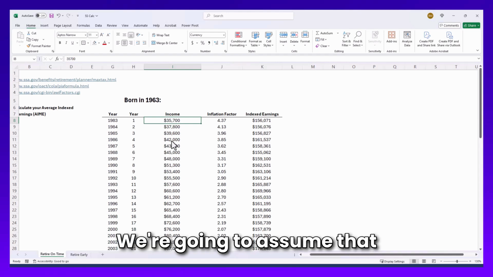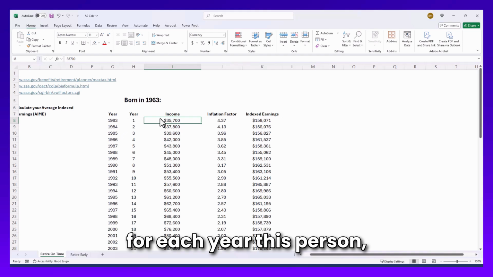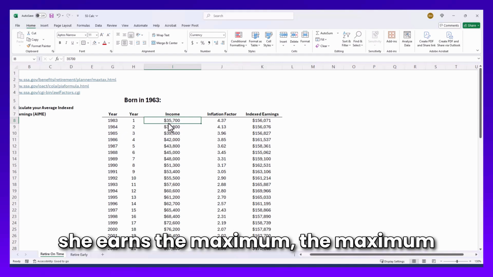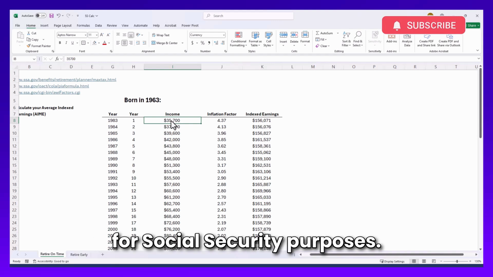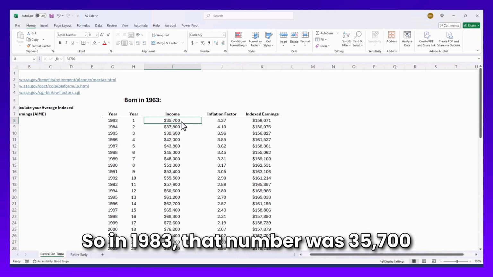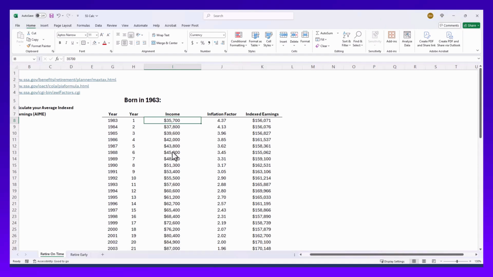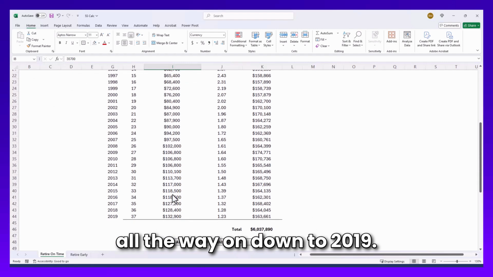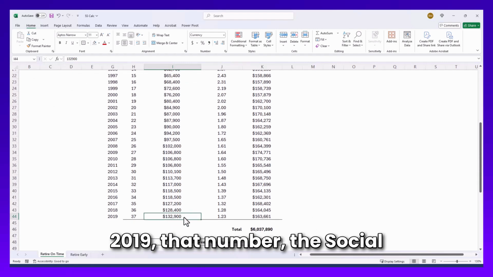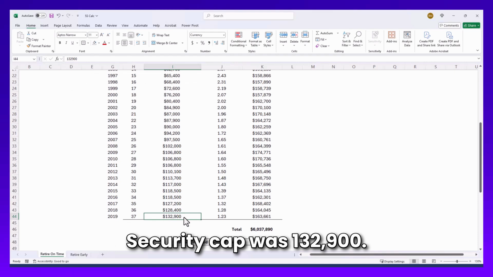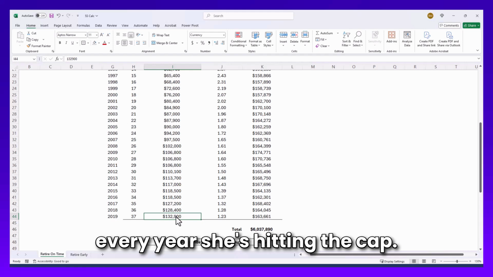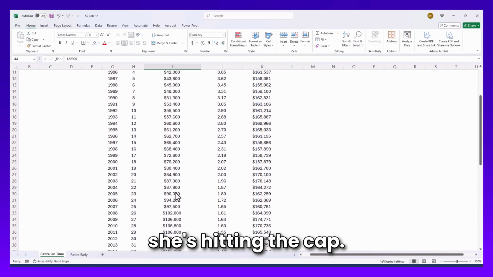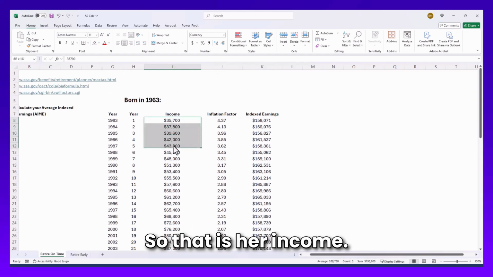It doesn't exist. We're going to assume that for each year, this person earns the maximum amount of income that qualifies for Social Security purposes. So in 1983, that number was $35,700, all the way on down to 2019, when the Social Security cap was $132,900. So we're going to assume that every single year she's hitting the cap. So that is her income.